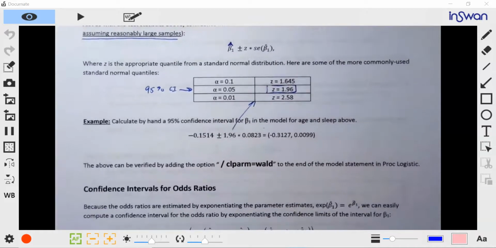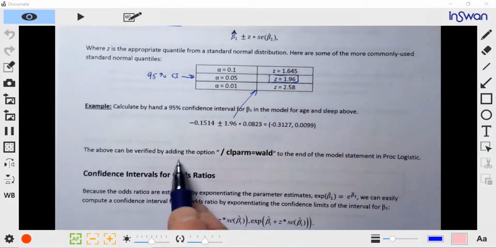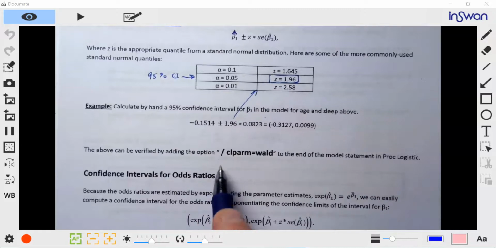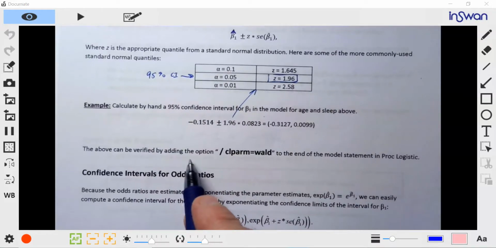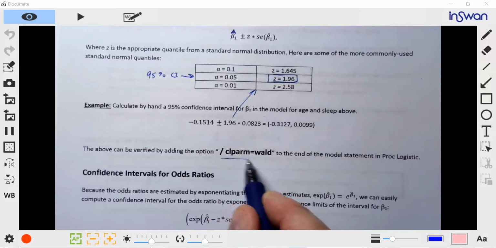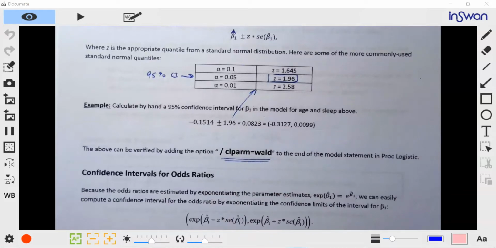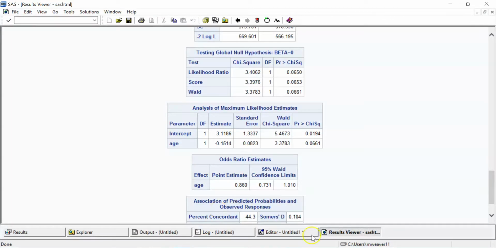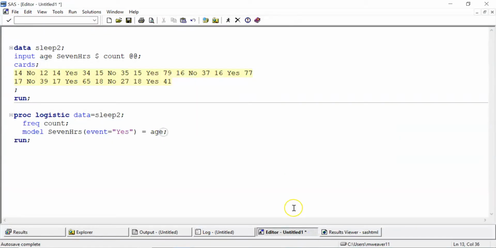Now, we can ask for SAS to give us that, and of course the notation is slightly different than we saw. It's similar to PROC GLM, but we have to add one extra thing. We want to say that CLPARM equals WALD. I already have my SAS program up here. If I just add that to the end of my model statement, CLPARM equals WALD, not walk.